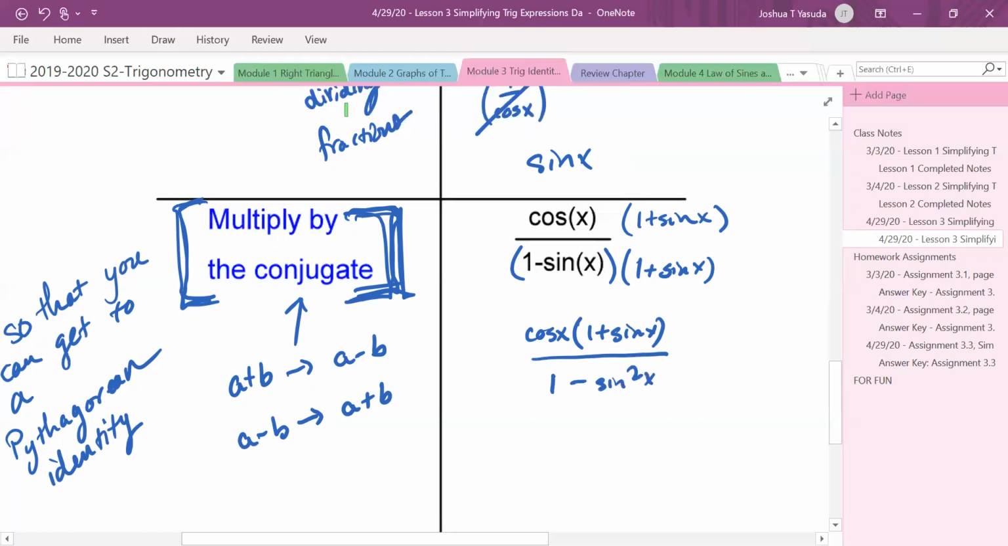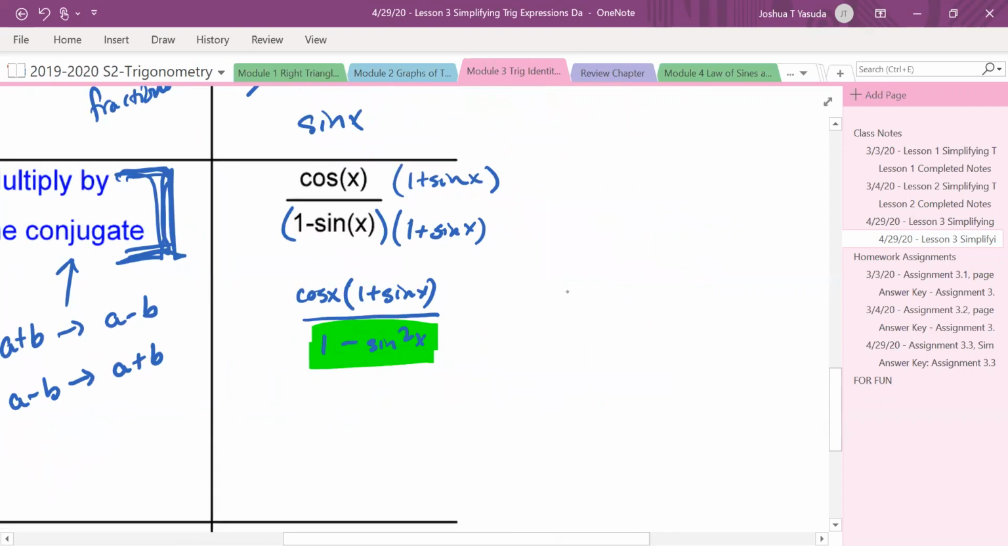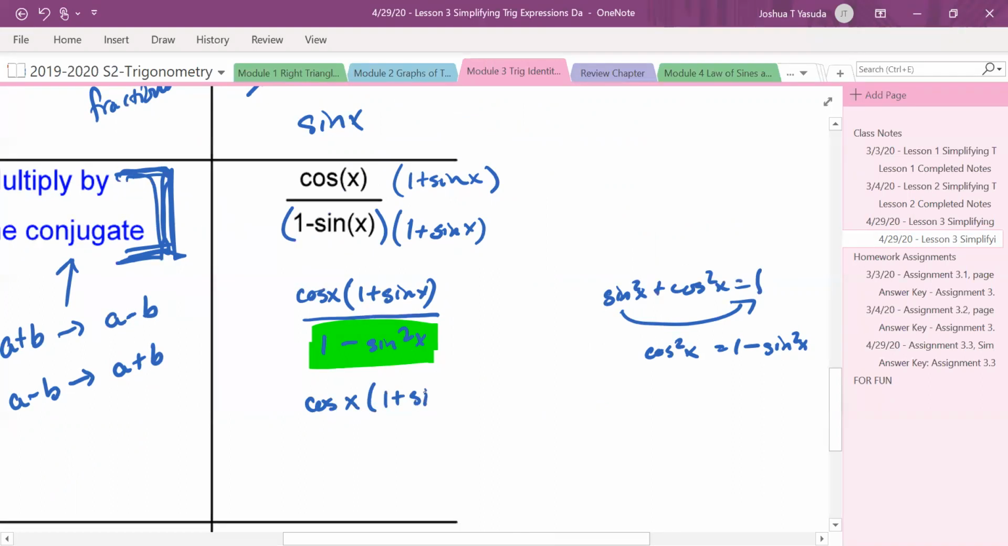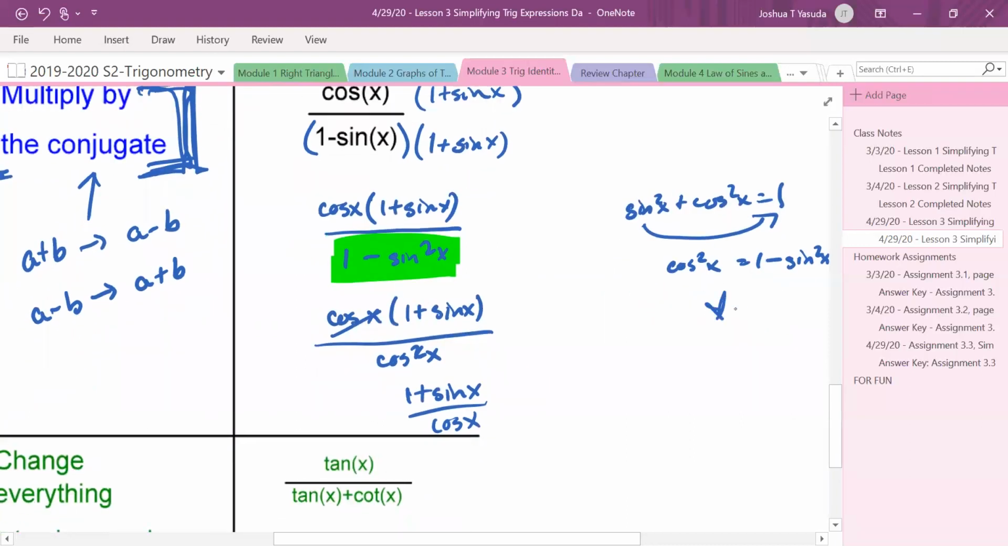The reason this is good is that you got 1 minus sine squared on the bottom. If I go off to the side over here, don't do this in the work, but sine squared of x plus cosine squared of x equals 1. If I move this over to the other side, I'd get cosine squared equals 1 minus sine squared. And so we can say that 1 minus sine squared is just cosine squared. So cosine of x times 1 plus sine of x all over cosine squared. And then cosines can reduce, and you get 1 plus sine over cosine.